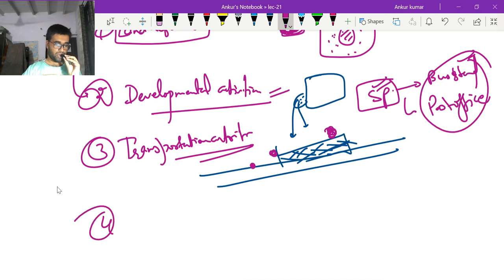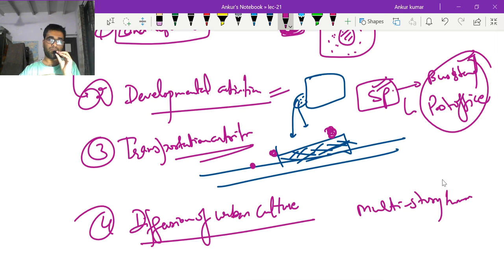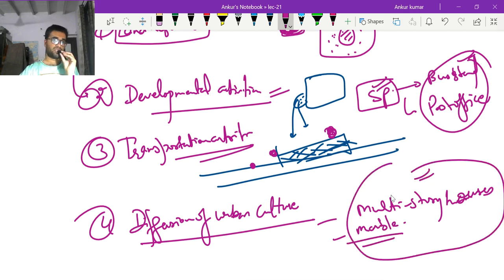The fourth factor which you can count on is the diffusion of urban culture. See, earlier the urban parts and the rural parts were completely disconnected from each other. But as the urban culture started diffusing toward the rural areas, new types of houses started emerging in the rural areas. For example, multi-story houses. Okay, houses made of marble, usage increased, etc. So these kinds of things started emerging in the rural areas because of the evolution of the urban culture in the rural areas.